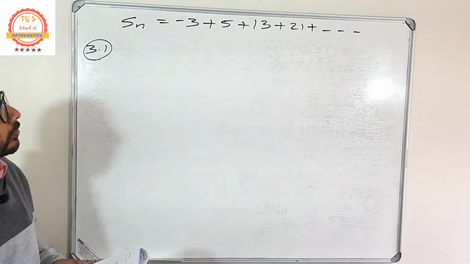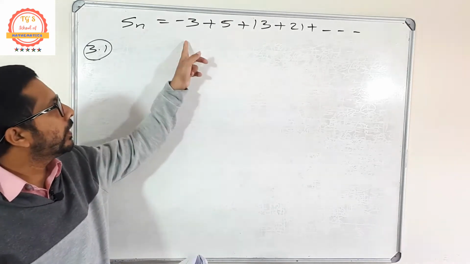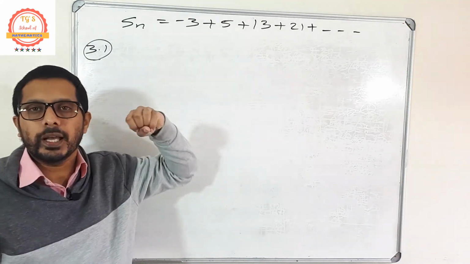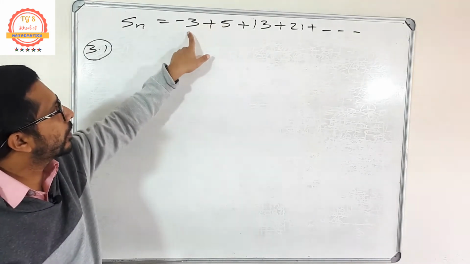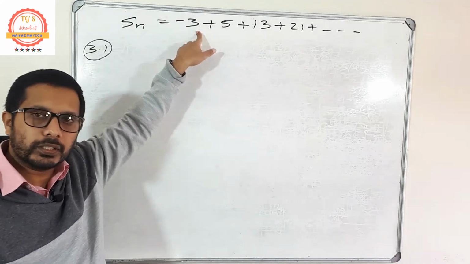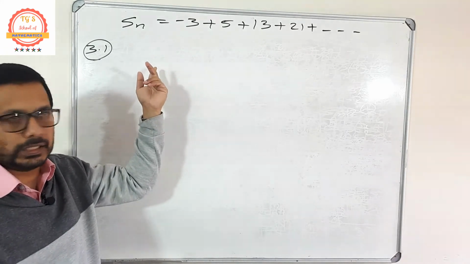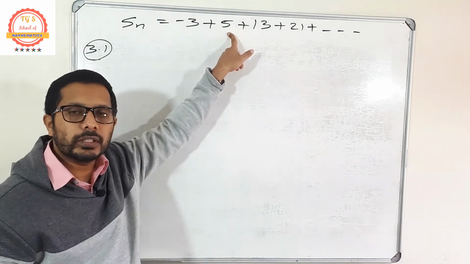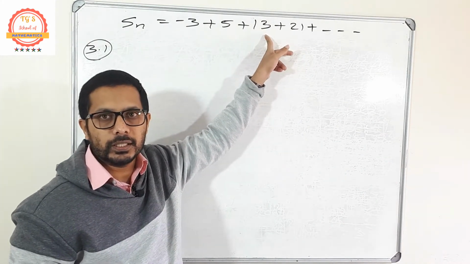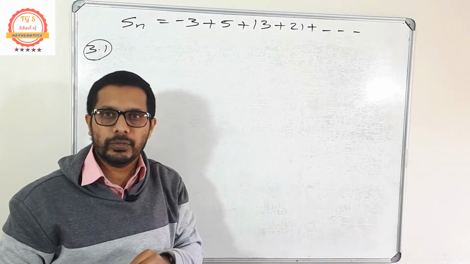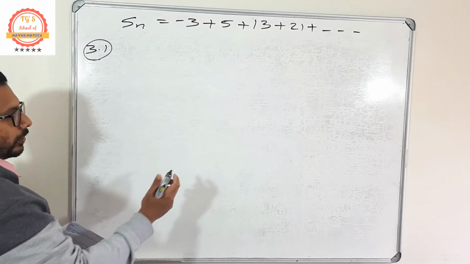Before you start working on that question, what type of sequence is this? Minus 3, 5, 13, 21. Is it arithmetic, geometric or quadratic? Look at the second term minus the first term: 5 minus minus 3. Minus minus means plus, so 5 plus 3 is 8. What is 13 minus 5? That is also 8. What is 21 minus 13? That is also 8. That means you are getting a common difference. And what is that difference D? 8.